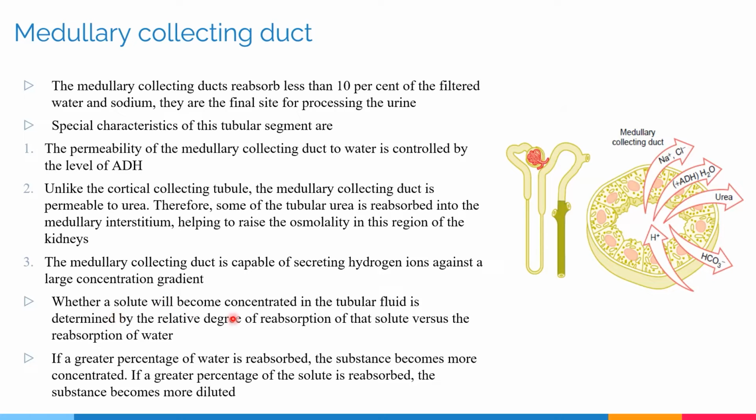Whether a solute will become concentrated in the tubular fluid is determined by the relative degree of reabsorption of the solute versus the reabsorption of water. If a greater percentage of water is reabsorbed compared to the reabsorption of the particular substance, the substance becomes more concentrated. If a greater percentage of the solute is reabsorbed, the substance becomes more diluted.